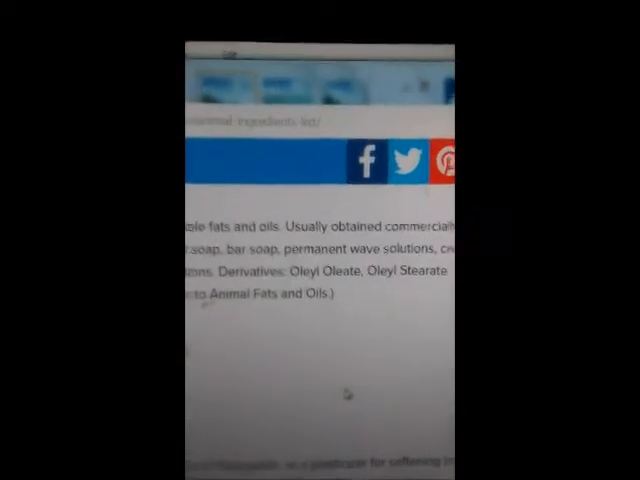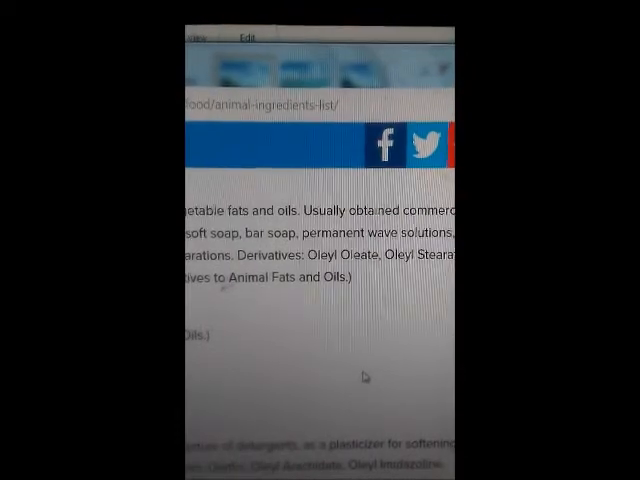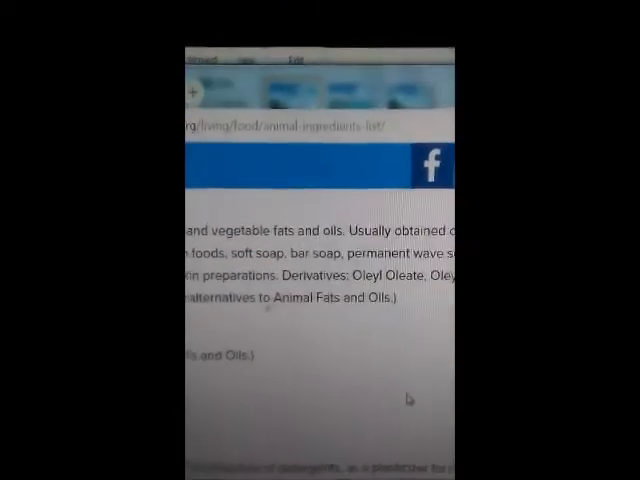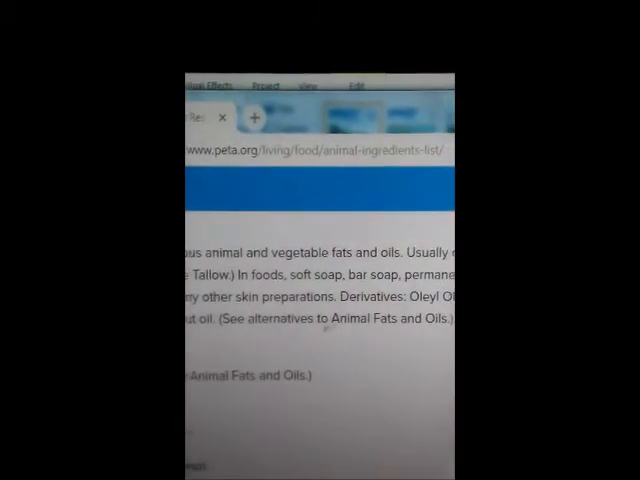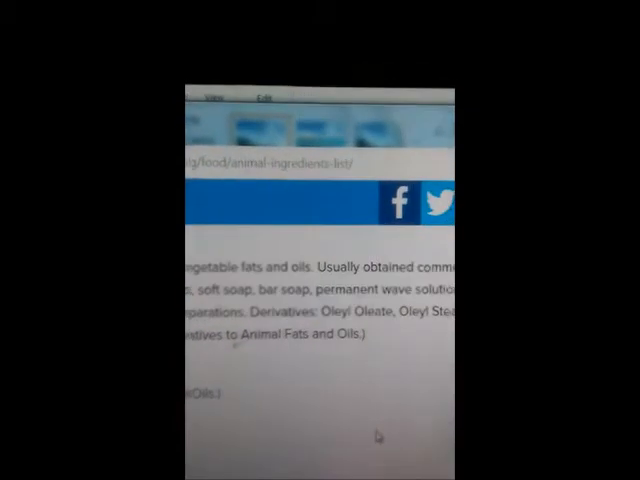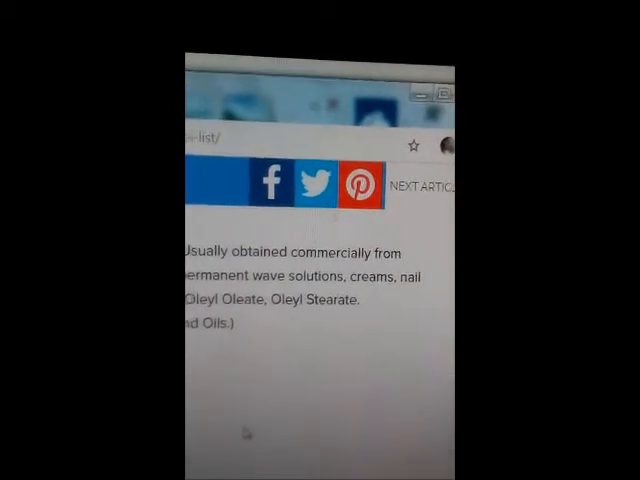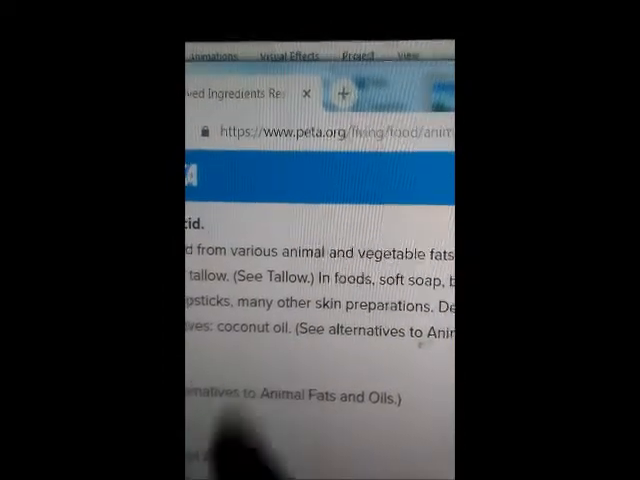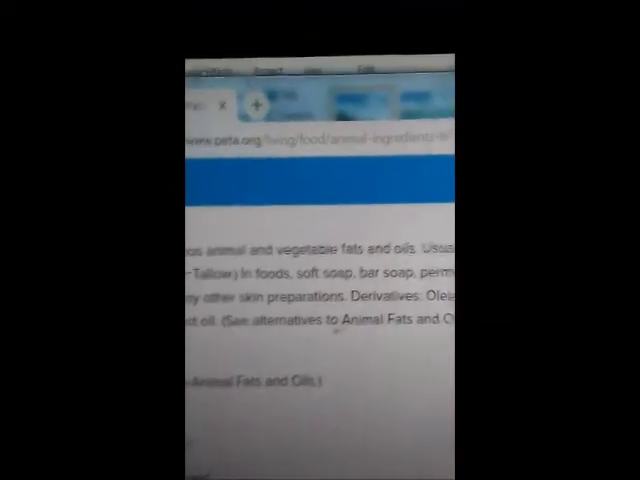Even peppermint, you can put a couple of drops of peppermint oil in your oil and use that for your skin. So anyway, let me see: soft soap, bar soap, peppermint, wave solutions, creams, nail polish, lipsticks, many other skin preparations. Derivatives: oleate, oleo, stearate. Alternatives: coconut oil. Look at it. That's your alternative, coconut oil. See alternatives to animal fat and oils.